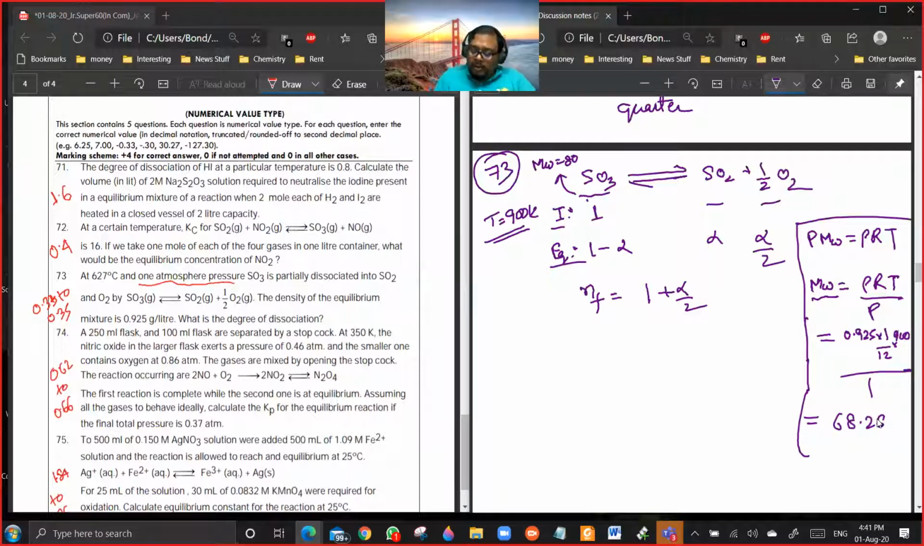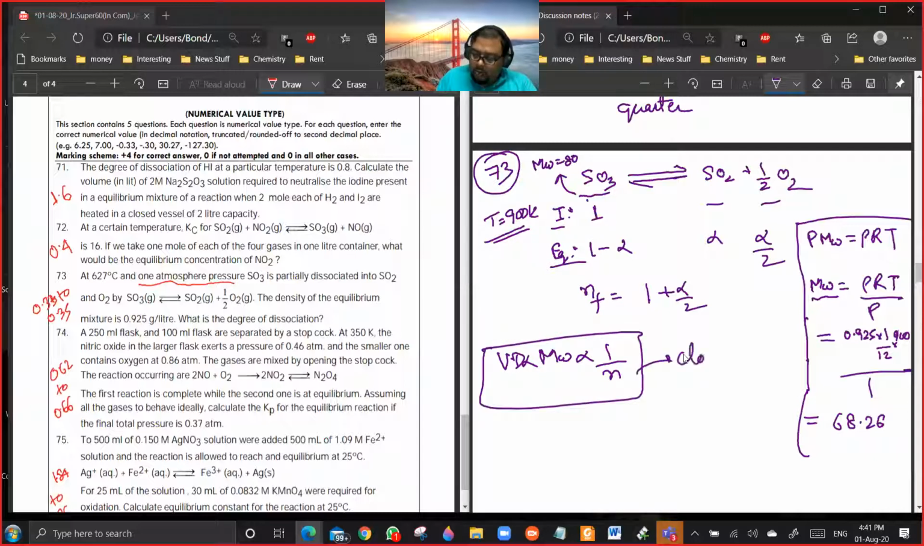Now you see, molecular weight is inversely proportional to the number of moles in a closed container equilibrium. Are you getting my point? Vapor density and molar mass are both inversely proportional to the number of moles in a closed vessel equilibrium.